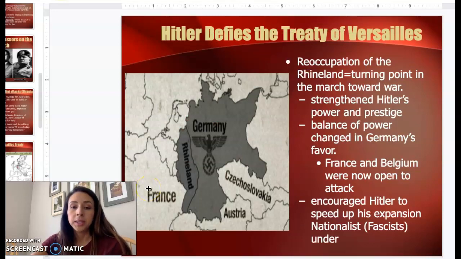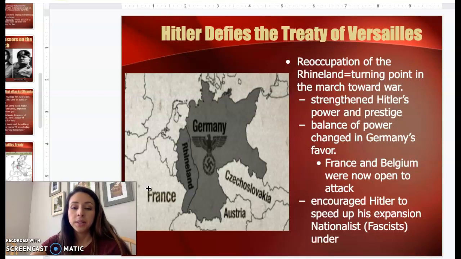So Hitler continues to defy the Treaty of Versailles. The reoccupation of the Rhineland signifies a turning point in the march towards war. We've already seen Japan set the stage of war with their conflicts in China. But Germany's moves here do a few things. They strengthen Hitler's power and prestige, and they also tip the balance of power in Germany's favor.